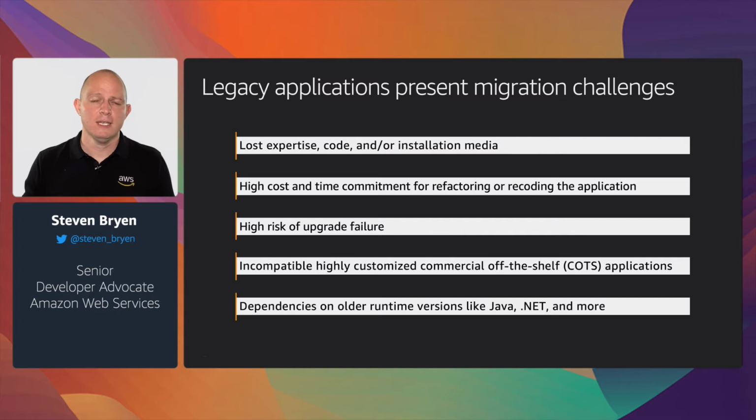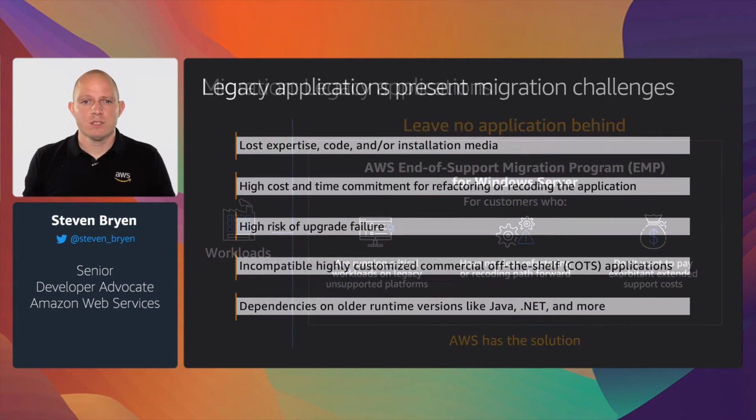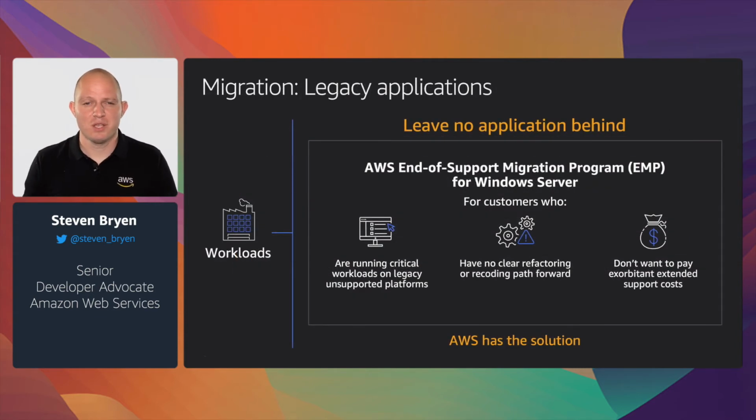They want to migrate. The risks are significant if you don't, but there's a huge complexity and challenge in actually migrating these applications, and a huge effort potentially from a cost and a manpower perspective in doing so. So AWS has a really cool solution for this, something called the End of Support Migration Program for Windows Server. Now I know that's a bit of a long product name, but let's just call it EMP as we move through the rest of the presentation.